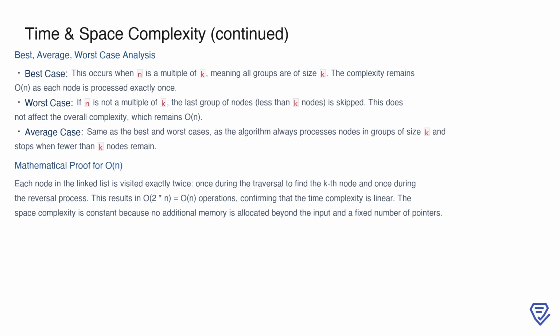Each node in the list is visited twice, once during the traversal to locate the kth node and once during the reversal process. This results in 2n, which simplifies to O(n).